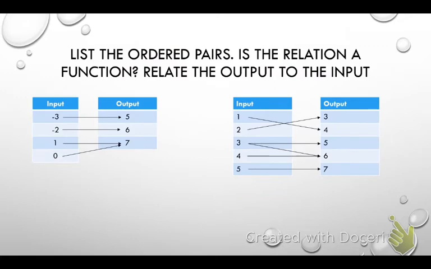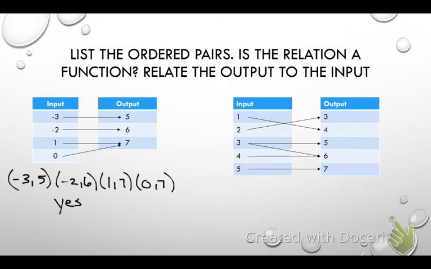Okay, next slide. List the ordered pairs. So that's the first thing that we're going to do from the table: list the ordered pairs. All right, I want you guys to say them with me. Okay, -3, 5. -2, 6. 1, 7. 0, 7. Is it a function? Yes, it is a function because each input has one output. Even though there's an output that's shared, it's still a function.